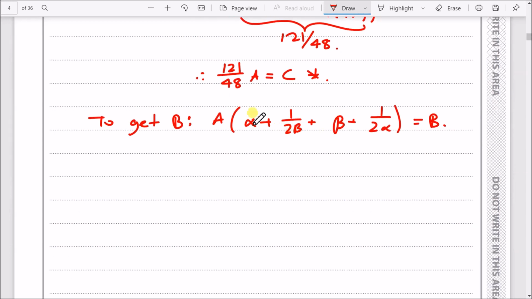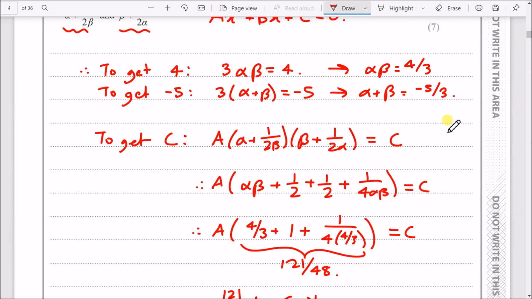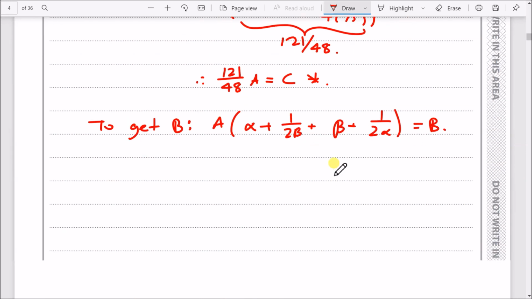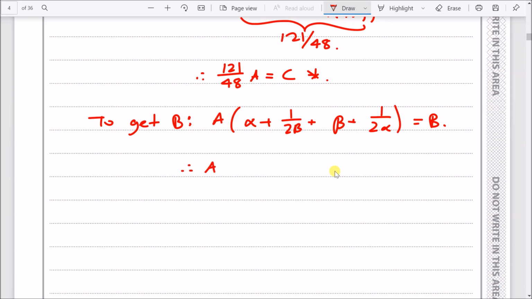Now, what we could do, we can just rearrange this order, yeah? Because we know from the solutions that alpha plus beta is -5/3. So we can add this up. Alpha plus beta is -5/3. So we've got A bracket -5/3 plus.